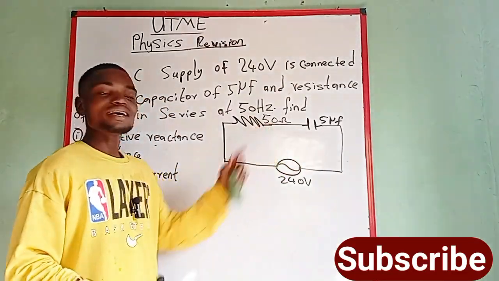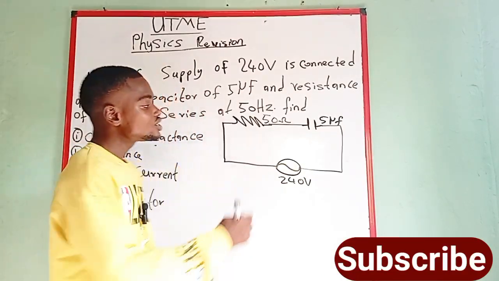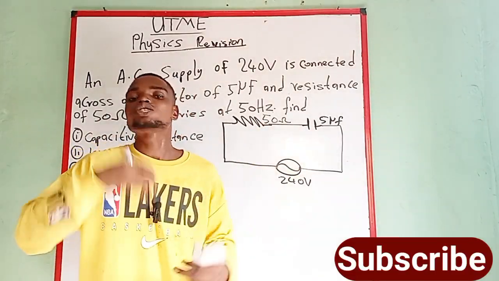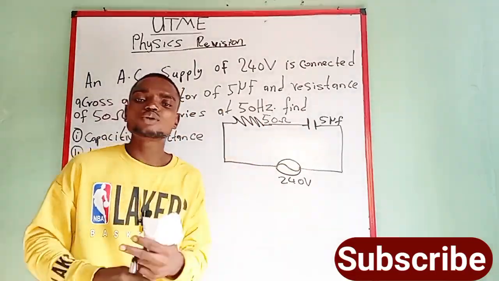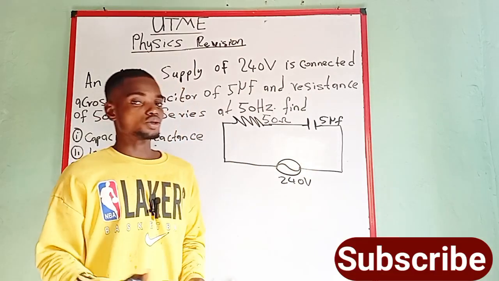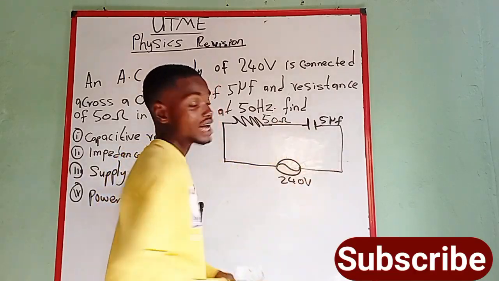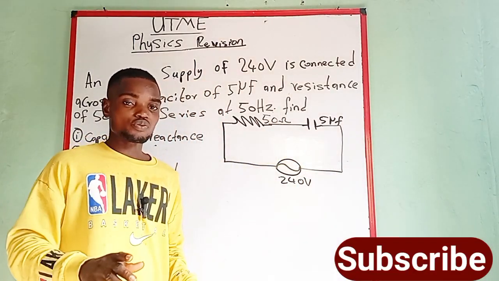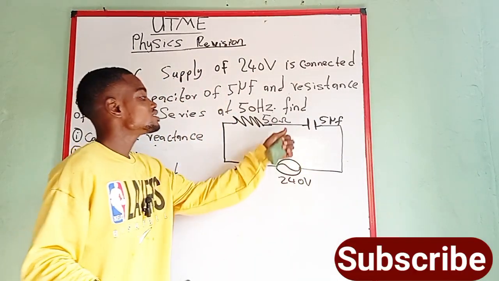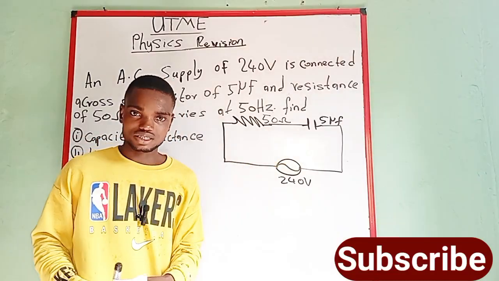Remember, resistance opposes the flow of current. This AC circuit contains only resistance and capacitance. There are some circuits that contain resistance, capacitance or capacitor, and inductor. So this one has only two, which is resistance and capacitor, excluding inductor.